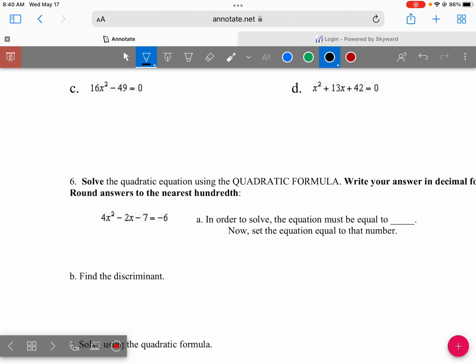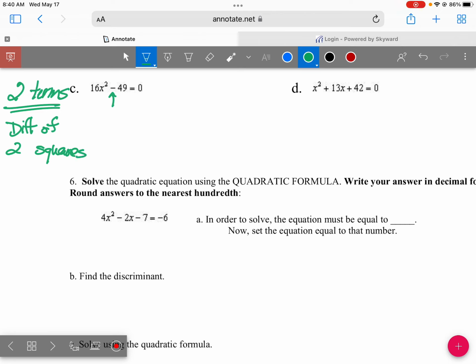It's still a quadratic. It's 16x squared minus 49 equals 0. So it's set equal to 0. That's good. How many terms do I have there? 2. What's a good shortcut we can use sometimes when we have two terms? Take a look at the sign in between. Look at 16. What kind of a number is 16 and 49? They're perfect squares, so we can take that square root. So this is the difference of two squares.